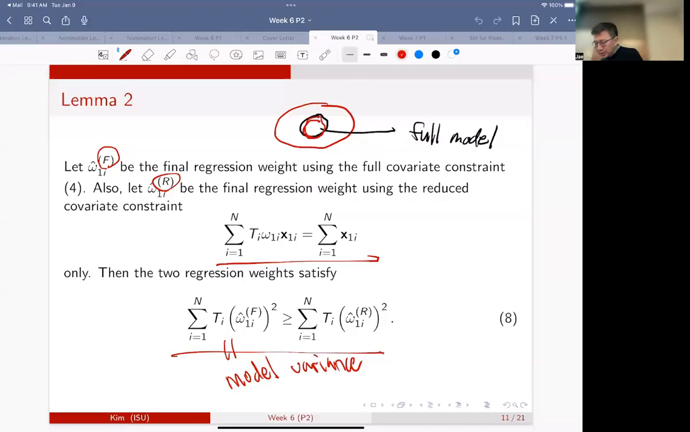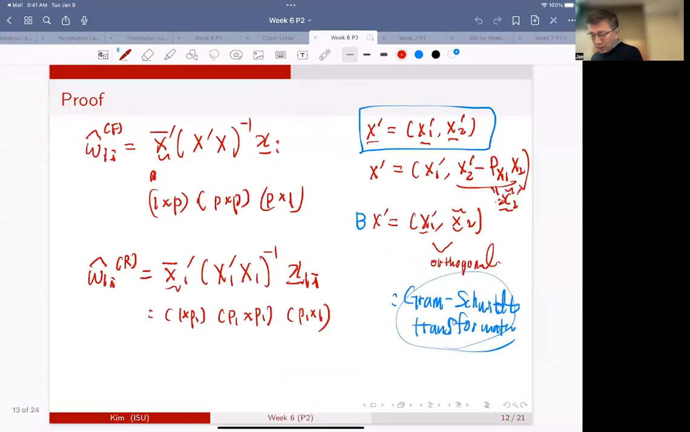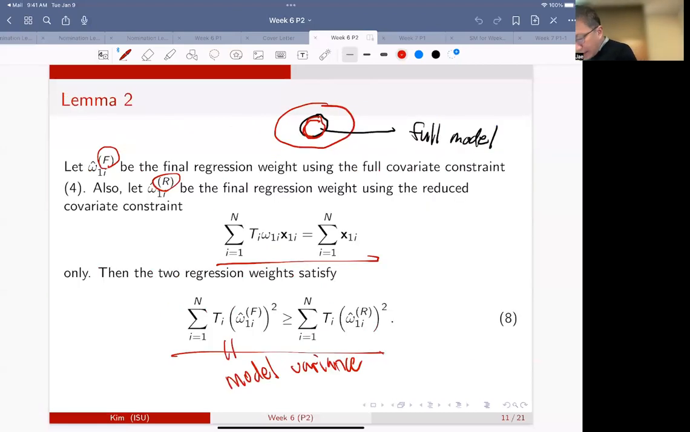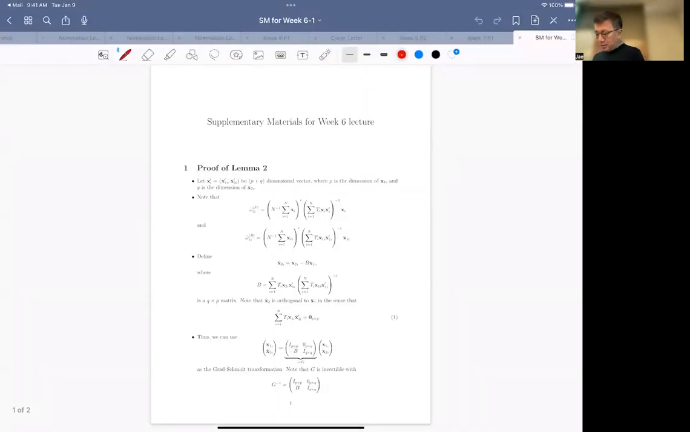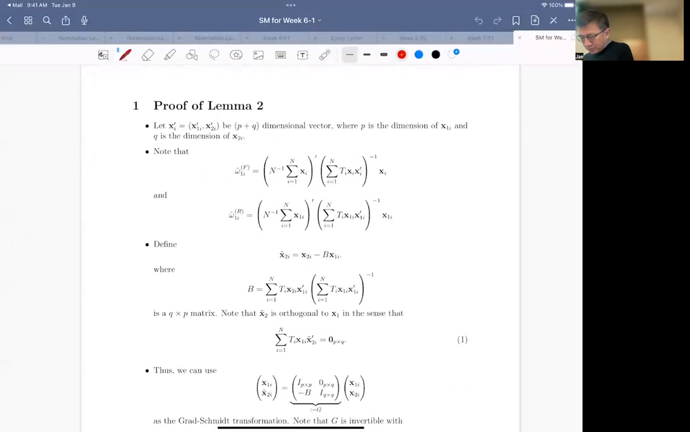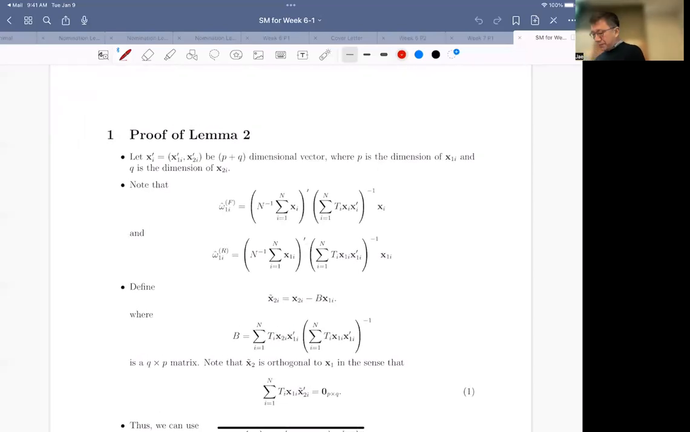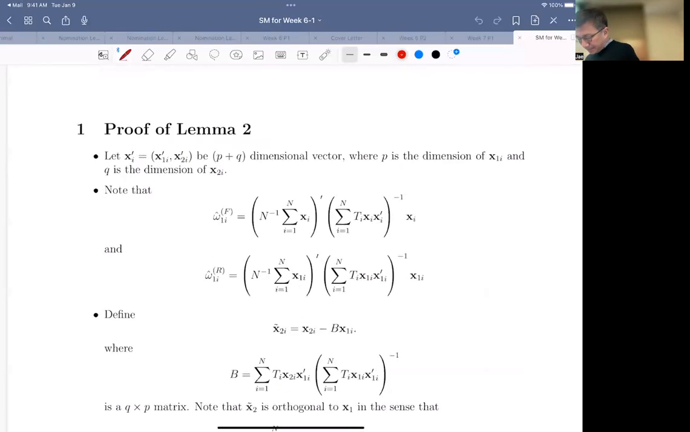So last week I tried to prove it, but I couldn't finish it correctly. So I uploaded the additional document giving the proof. You can find it in the Canvas.